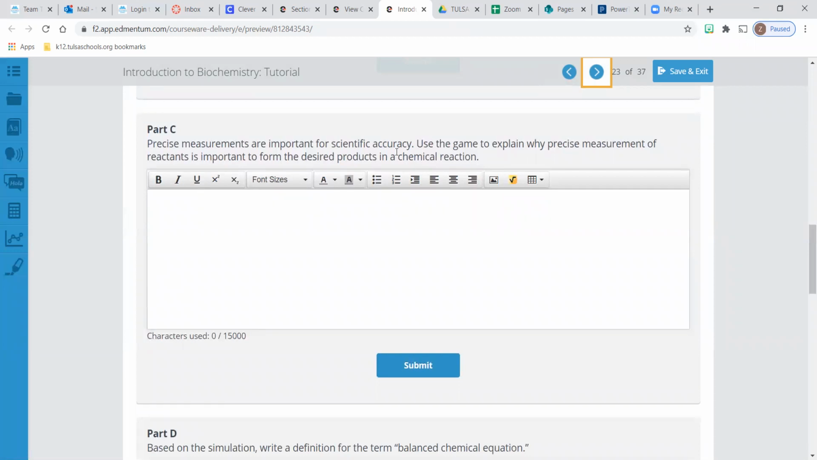Remember how we talked about precise measurements for accuracy, right? In the game, to explain why precise measurements of reactants is important to form the desired products in a chemical reaction. So why do you need to be precise when you need to form the desired products in a reaction? Why do we have to be super, super accurate in this case?